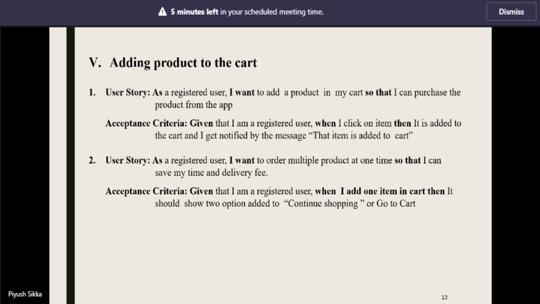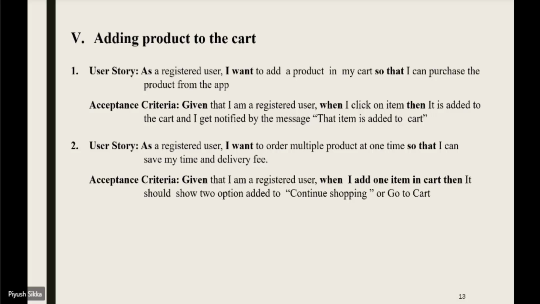And the next user story is, as a registered user, I want to order multiple products at one time so that I can save my time and delivery fee. So given that I'm a registered user, when I add one item in the cart, then it should show two options: continue shopping or go to the cart.